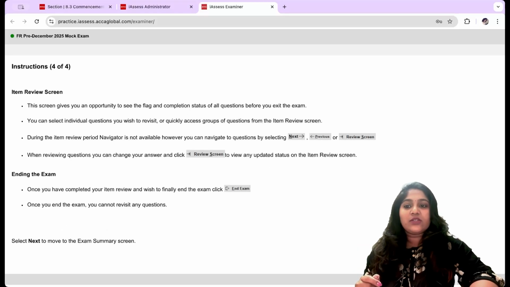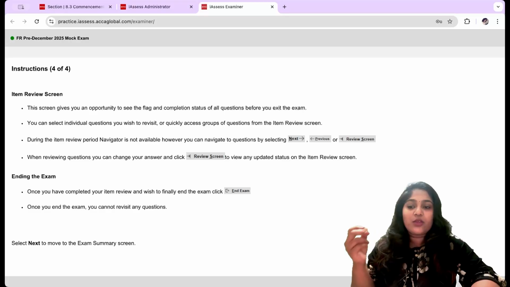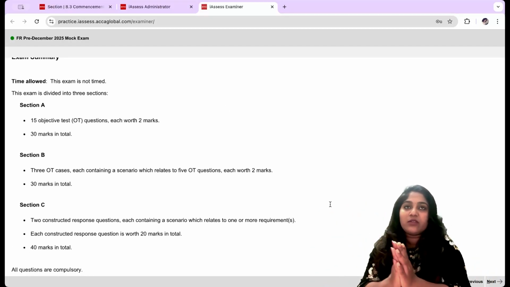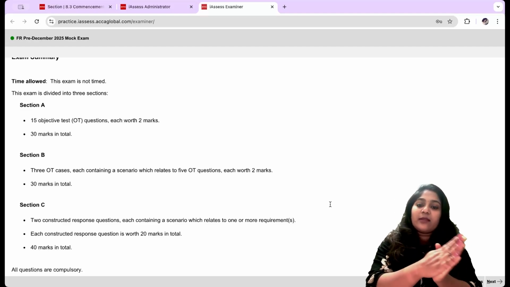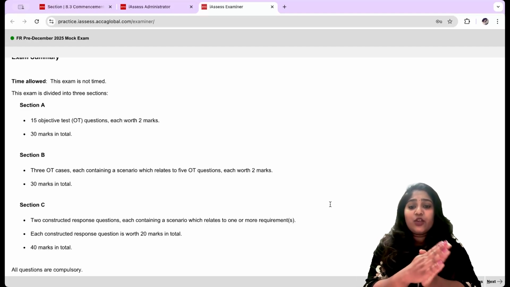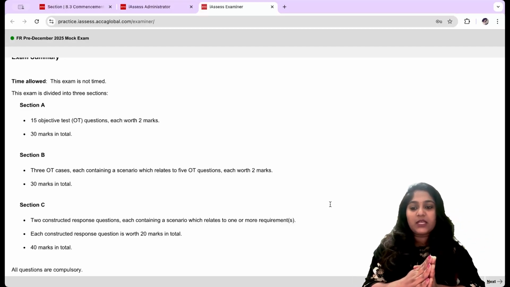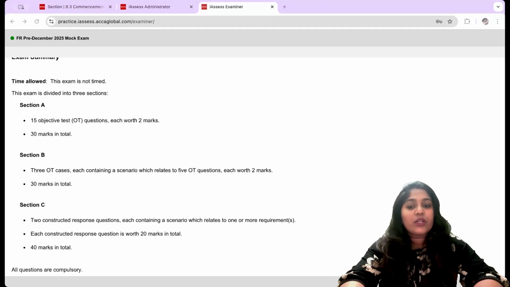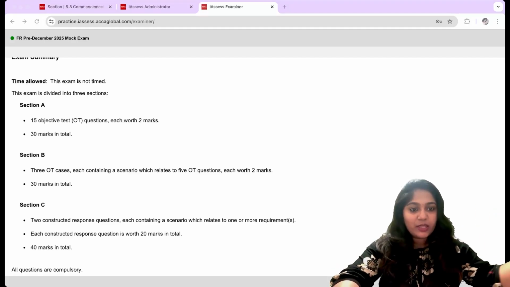Once you have read all the instructions, you'll move to the exam summary. This exam has section A with 15 questions of 2 marks each, and section B, which has 3 case scenarios, each with 5 questions of 2 marks, which again is 30 marks. And then section C, with a constructed response question of 40 marks in total. Okay, so let's start with section A first.